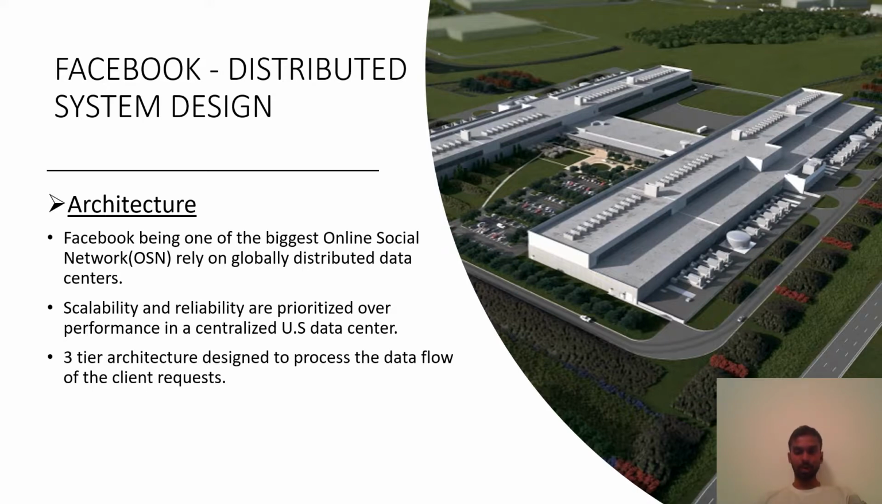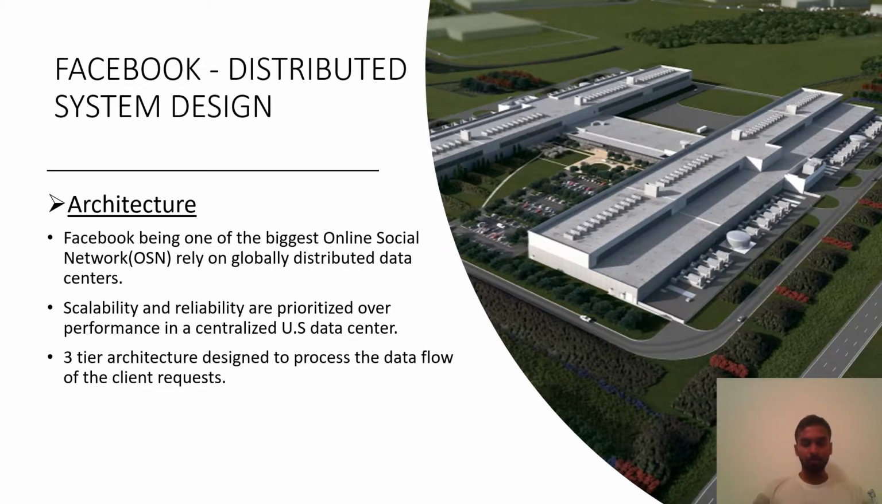Facebook, being one of the biggest online social networks, relies on globally distributed data centers. They have their data centers distributed all around the world, and their main priority is scalability and reliability instead of performance. Regular data center applications prioritize performance over scalability and reliability.